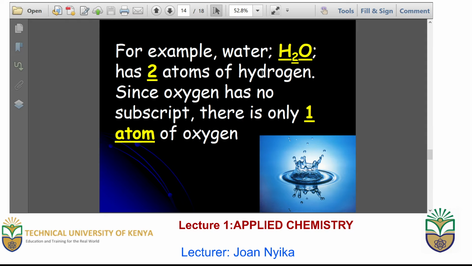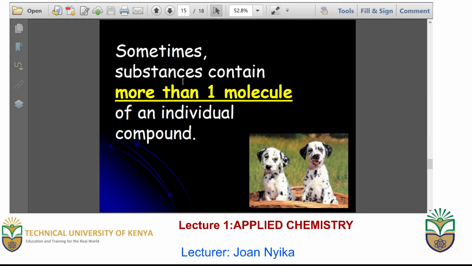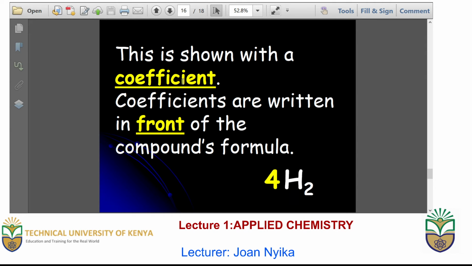For example, water has got two atoms of hydrogen. Since oxygen has only one atom, there is no way you can write it as a subscript. Hence, water is written as H2O. Sometimes some substances contain more than one molecule of an individual compound. And in this case, we do not use a superscript or a subscript. Instead, we use a coefficient. This is an example of a coefficient.